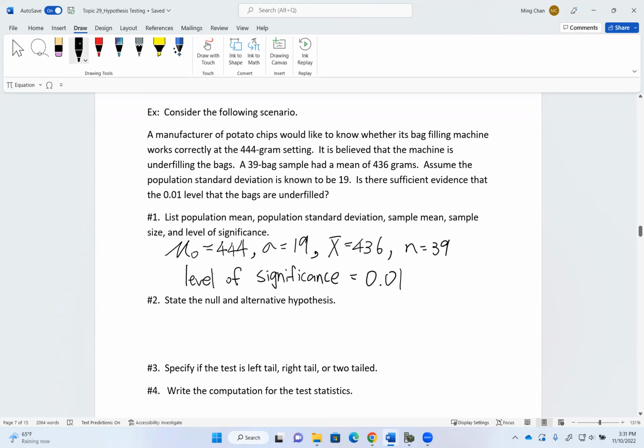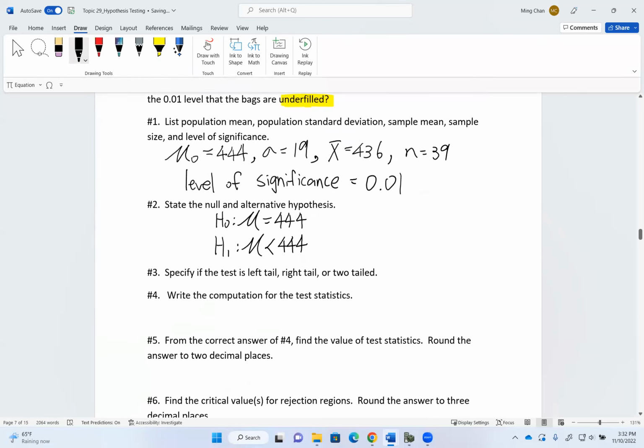Number two, state the null and alternative hypotheses. The null hypothesis is what they say: the bags are set at 444 grams. But we are saying the mean is actually underfilled, so that will be a less than. Underfill is less than. So that's your null and your alternative.